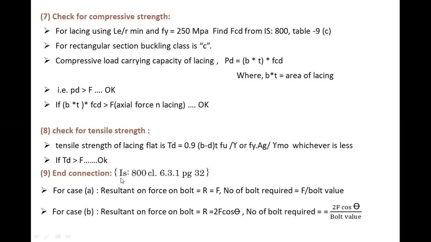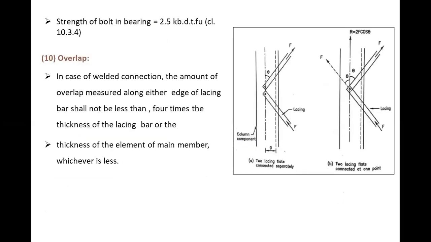Now next is end connection, which is given in IS 800 clause number 6.3.1, page number 32. For case 1, the resultant force on the bolt is R equal to F, in which the number of bolts required is equal to F divided by bolt value. For the second case, the resultant force on the bolt is taken as R equal to 2F cos theta. So the number of bolts required is equal to 2F cos theta divided by bolt value. The strength of bolt in bearing is 2.5 kb multiplied by d multiplied by t multiplied by fu, which is given in clause number 10.3.4.